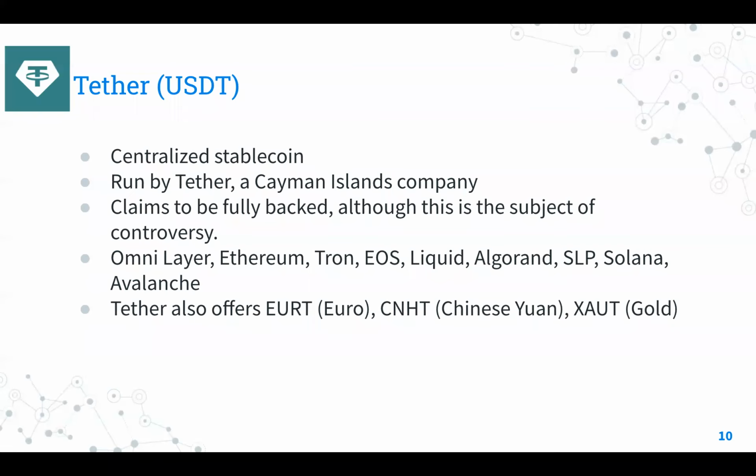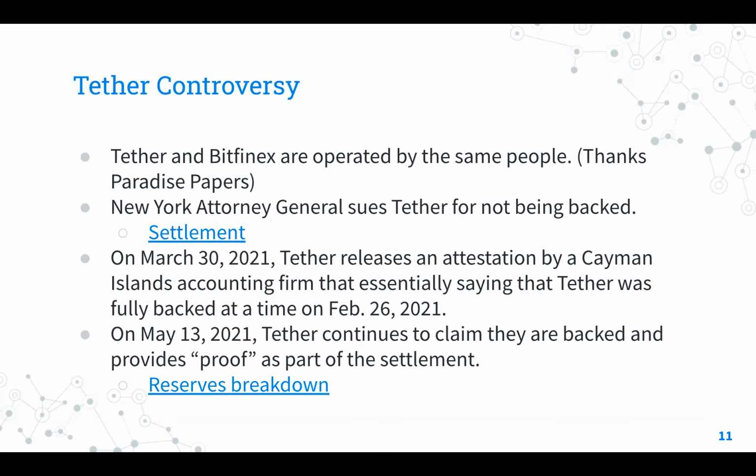Tether claims to be fully backed, although this is the subject of controversy, as I'm sure most of us know and are familiar with. They're launched on the Omni layer, which is a layer built on the Bitcoin network. I don't really know much about it, but they're on that, as well as Ethereum, Tron, EOS, Liquid, Algorand, SLP, Solana, and Avalanche. Tether also offers Euro Tether, the Chinese yuan, and gold. So gold can also be a stablecoin. That's pretty interesting.